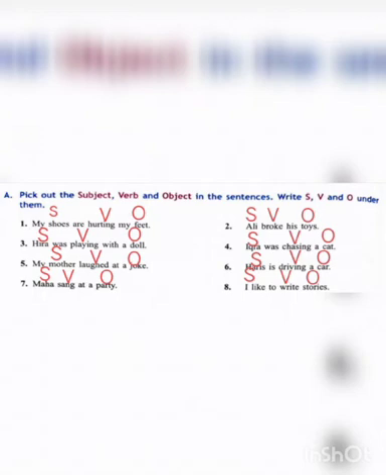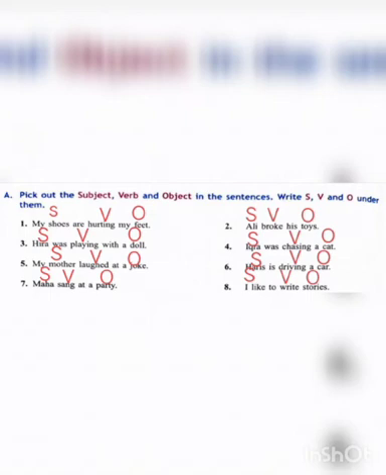The next sentence, Ali broke his toys. Ali is the subject, broke is the verb and toys are the object. Hira was playing with a doll. Hira is the subject, playing is an action word, it is a verb and doll is the object. Ikra was chasing a cat. Ikra is the subject, chasing is the verb and cat is the object.